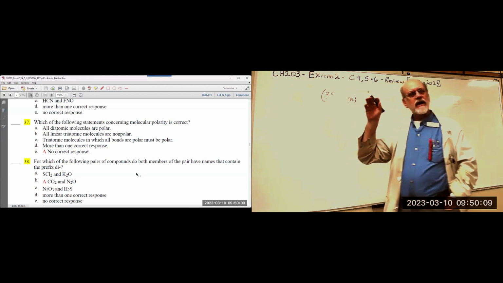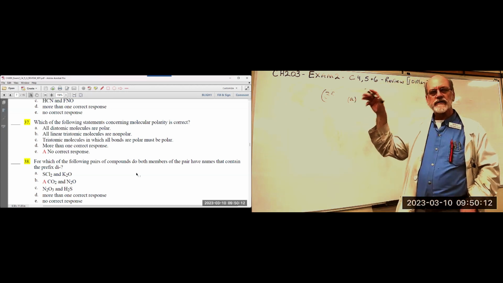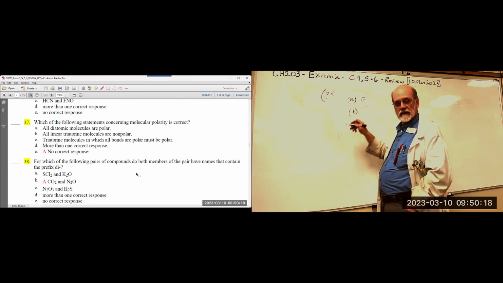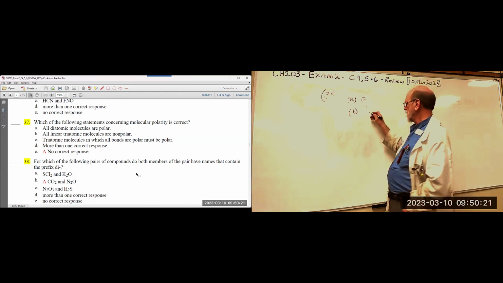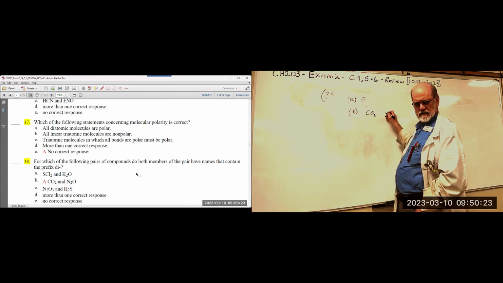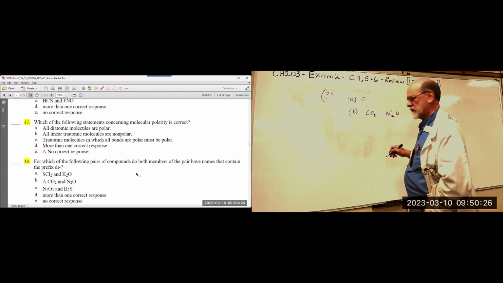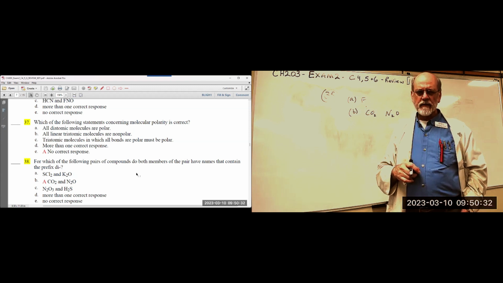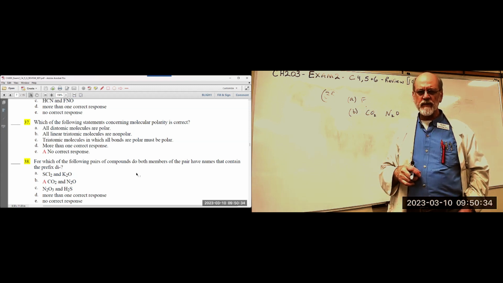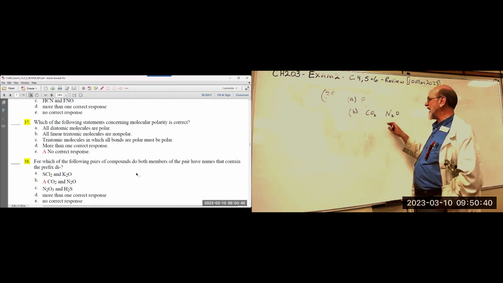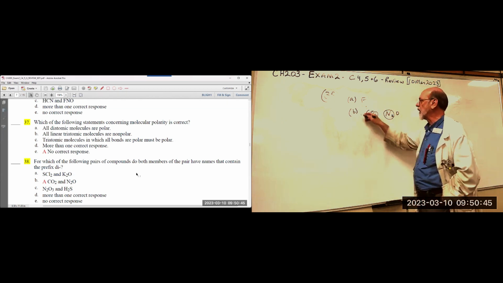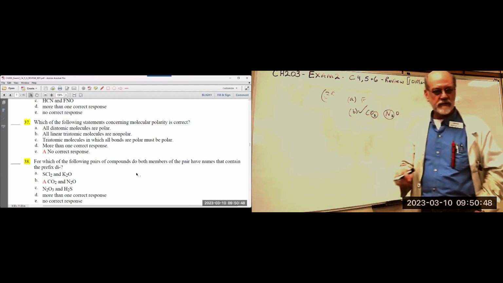Because for ionic compounds, you don't have mono, di, tri. That's only for the type 3 compounds. So this one is false. How about B? CO2 and N2O. Let's read that question again because it's confusing me. Which of the following pairs of compounds do both members of the pair have names that contain the prefix? Okay, so both do have di in the names. This is dioxide and this is dinitrogen. Right, okay, so that one's true. Yeah, B is true.